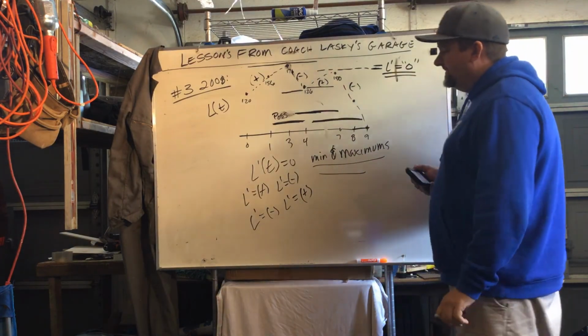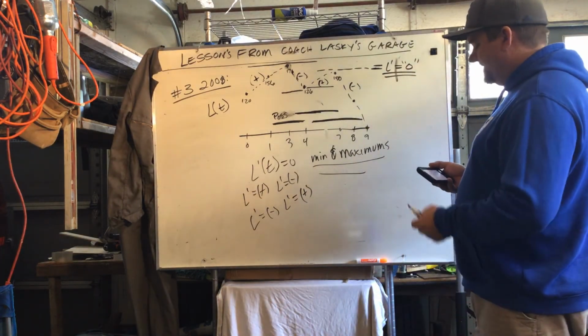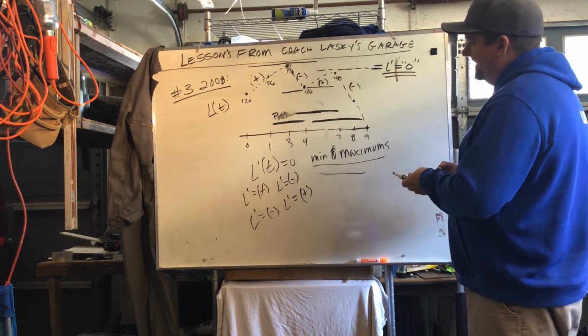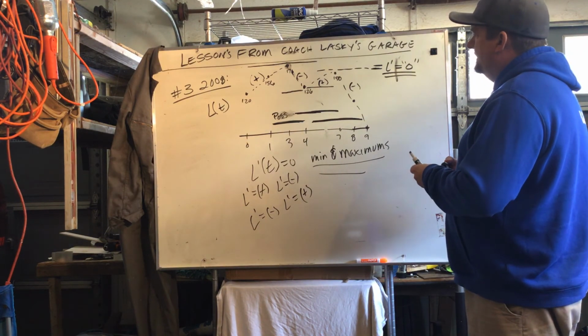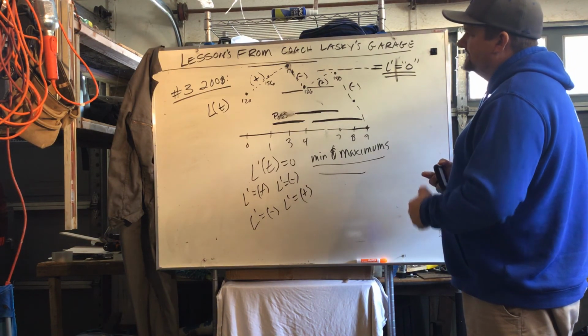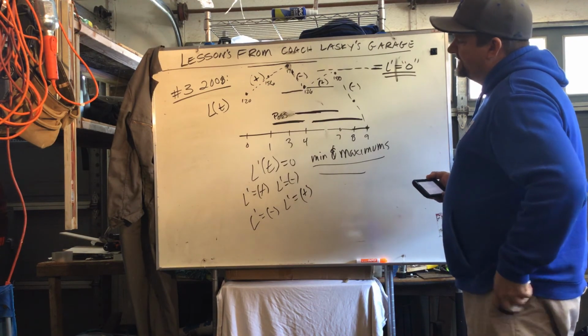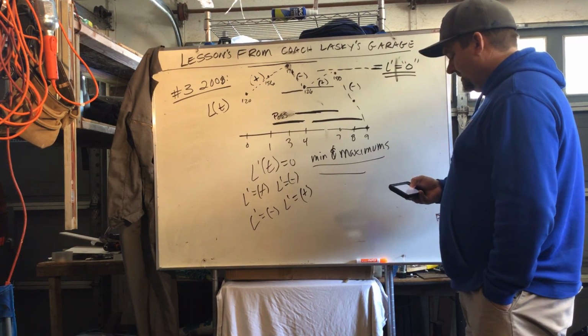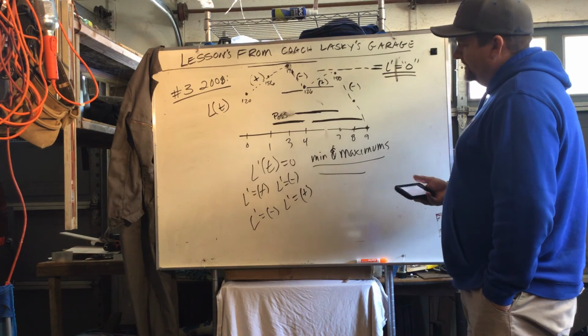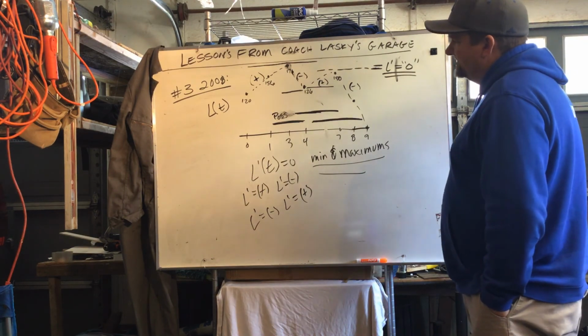So hopefully that helps some of you guys kind of explain that. If not, shoot me a message again, and I'll try to explain it again. But that's what it looks like for number 3 on 2008, Part C specifically. So we're having some sort of an explanation like that.